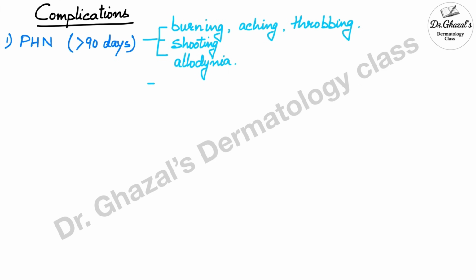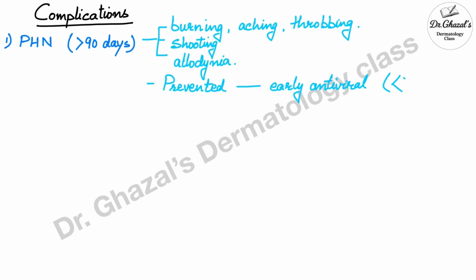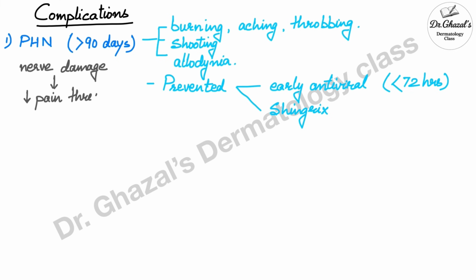This PHN can be prevented by starting an early antiviral, like within 72 hours, and the vaccine Shingrix has also been seen to prevent the PHN. PHN occurs due to the nerve damage produced by the viral infection. This reduces the pain threshold and leads to spontaneous firing of the nerves.